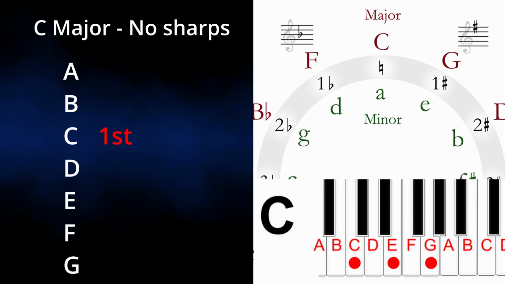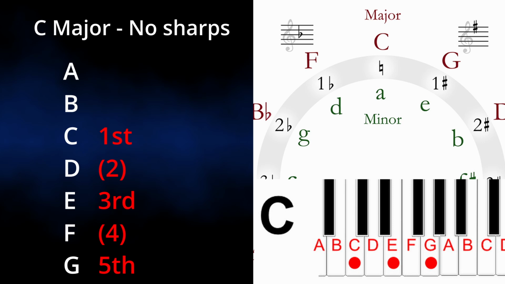or flats. So the root is number 1, number 2 will be D, number 3 is the third, which is E, and that is the second note of the C major triad. Then the fourth note would be F, and the fifth note would be G, and the fifth is the final note of the triad. The root, the third, and the fifth, or C, E, and G.